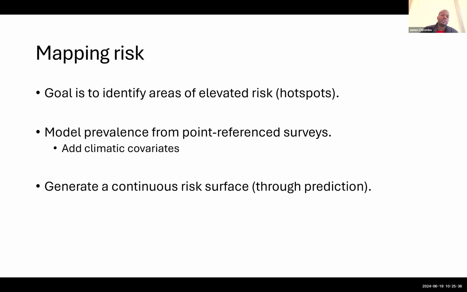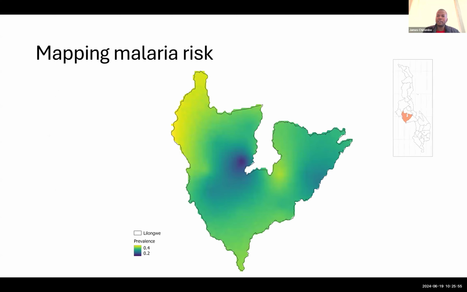So can we predict the prevalence of malaria even in locations where there was no survey conducted? So I'll give an example of Lilongwe district, just one of the districts in Malawi. Yeah. So that's Lilongwe district.